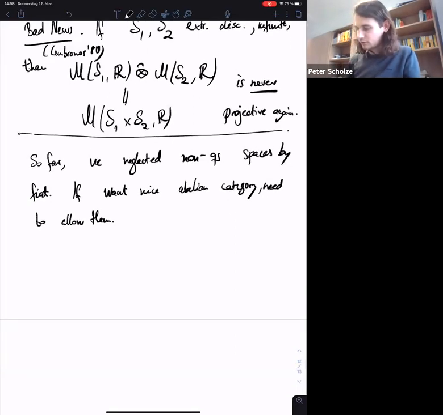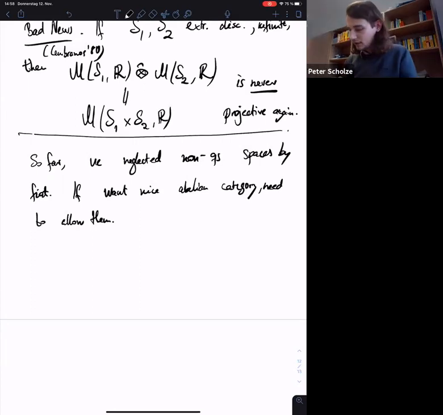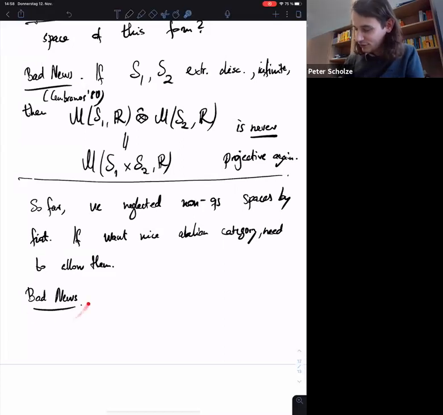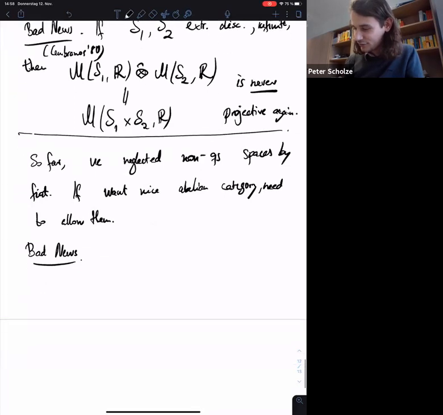Another thing you would want of an abelian category is that it's stable under extensions. And here's another bad news, and that's even worse than maybe the previous bad news. So this is just a fact of life that we have to cope with these bad news. The other is also a fact of life, but we will cheat our way around it in the end.